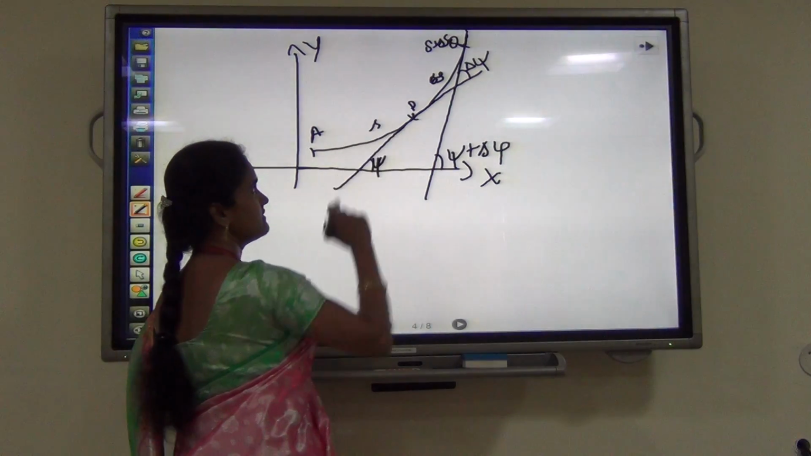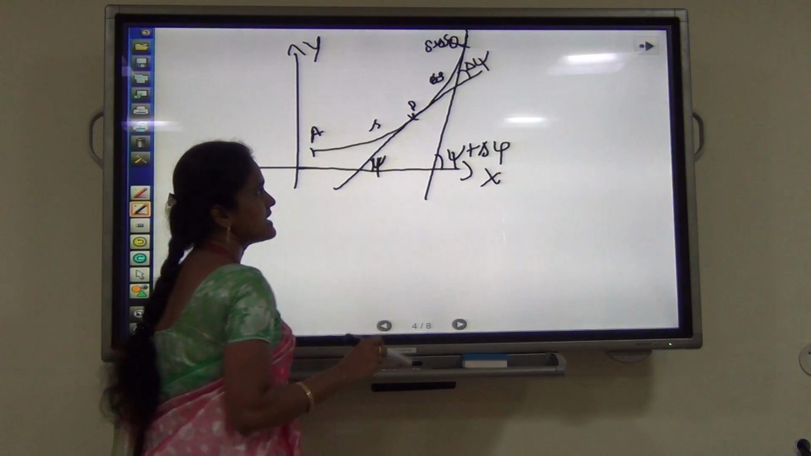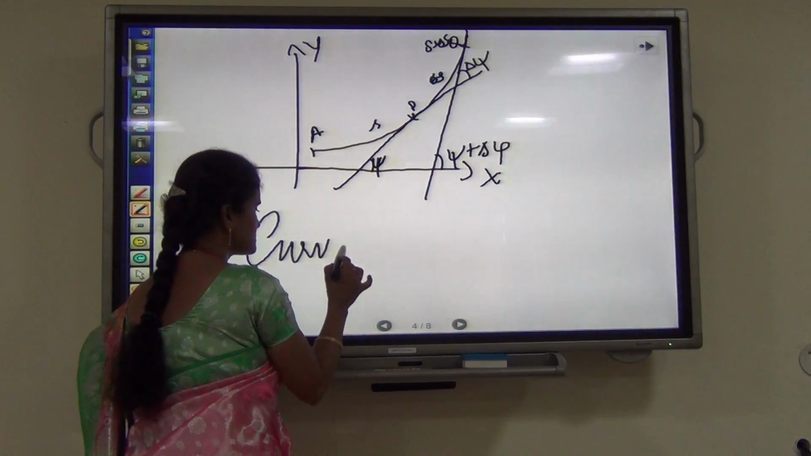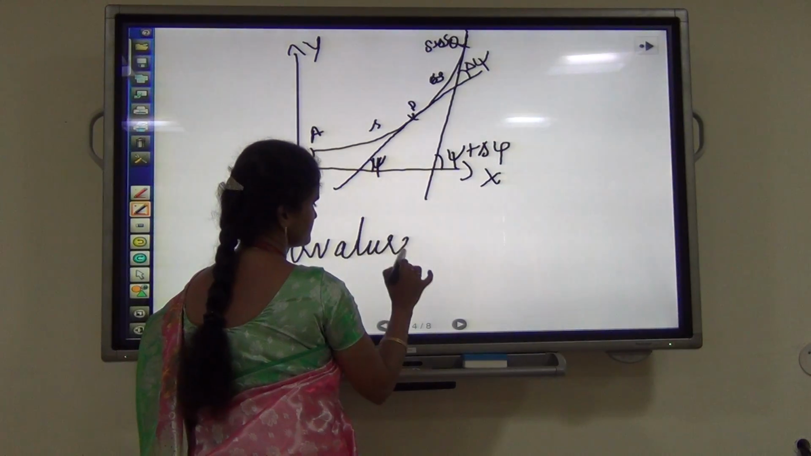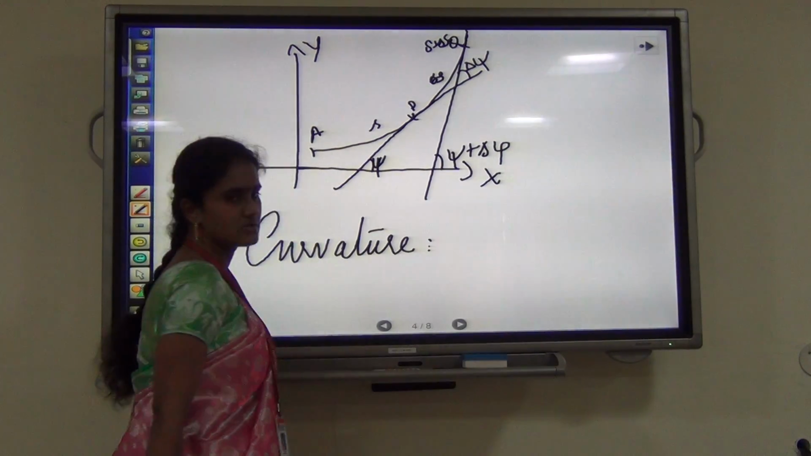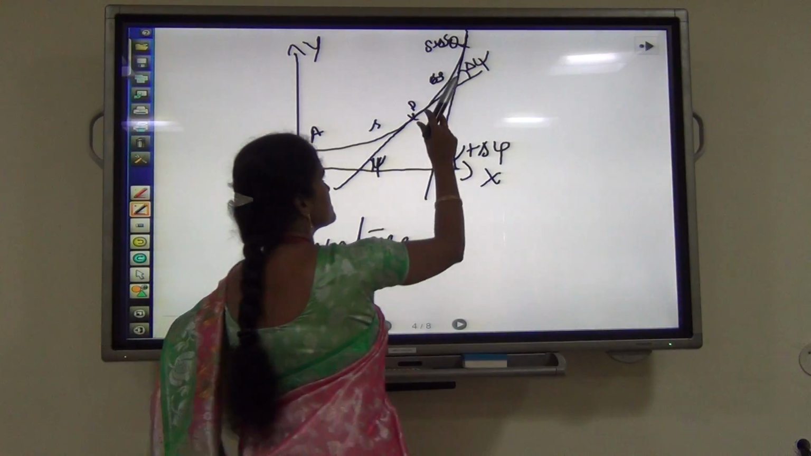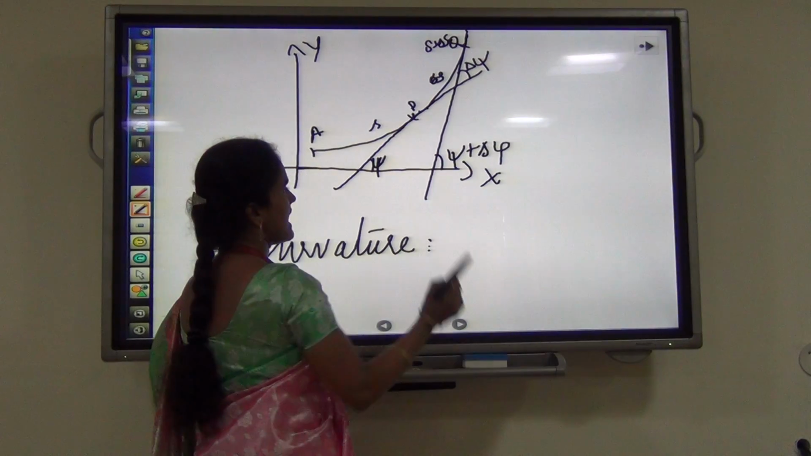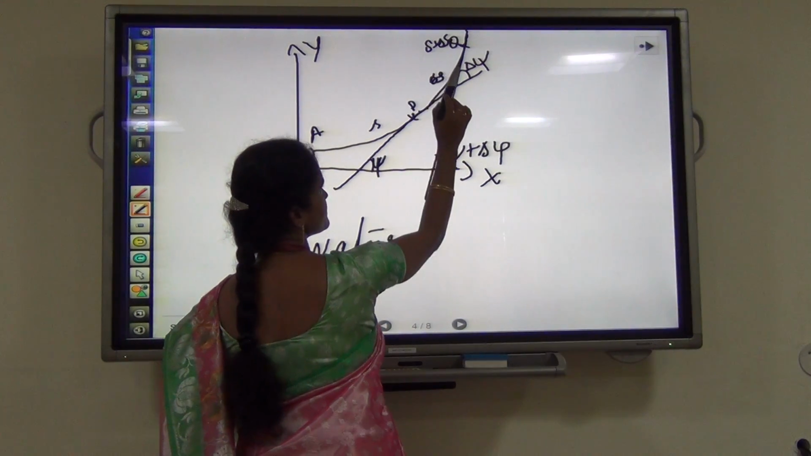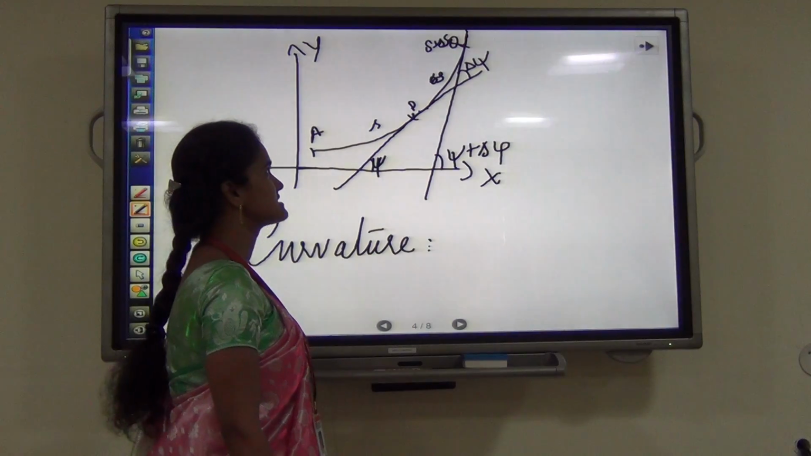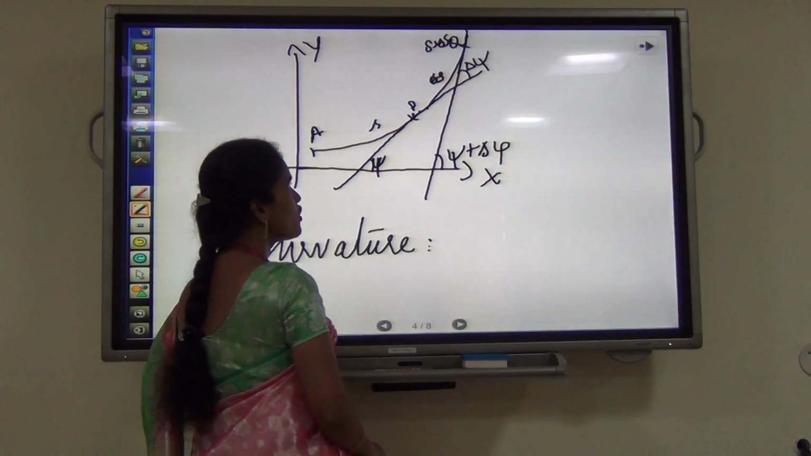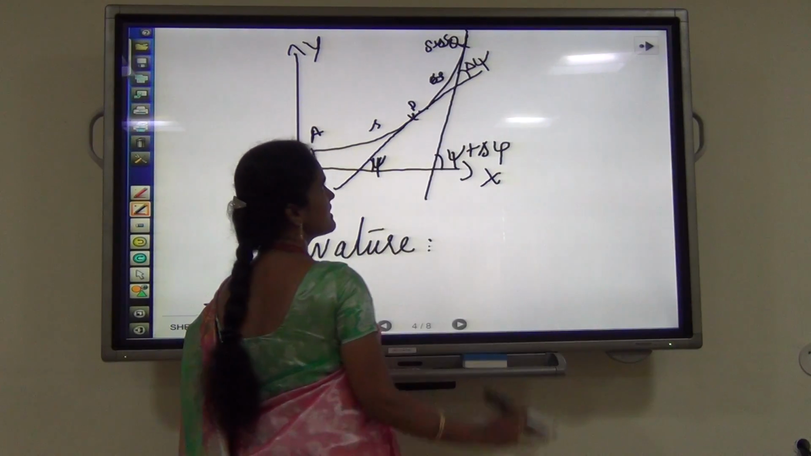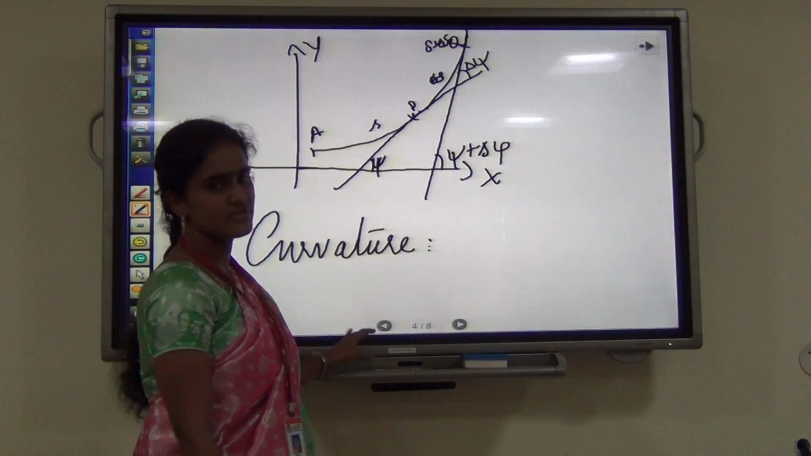So we have taken a curve, and we are going to find the rate of bending of the curve, or we are going to define what this curvature is all about. Now this arc distance is delta s, and the angle between the two tangents for that arc is delta psi. The rate of change of the angle with respect to the arc distance is what the curvature is.